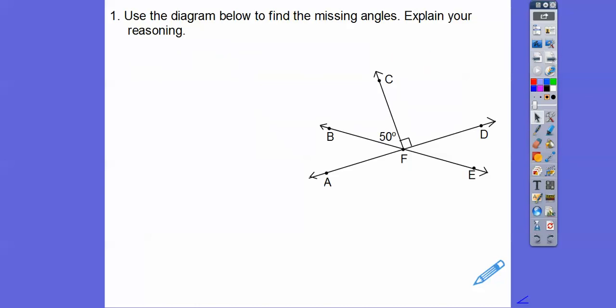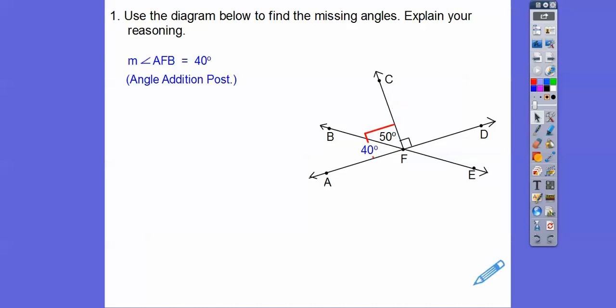It says use the diagram below to find the missing angles and explain your reasoning. Okay, right here there's a right angle, and since we have this straight line right there, then this side must be a right angle right there. So let's go ahead and put that in. Now I'm going to use the angle addition postulate, and I know that this angle plus this angle will equal the right angle of 90. So this has to be 40 right there, okay?